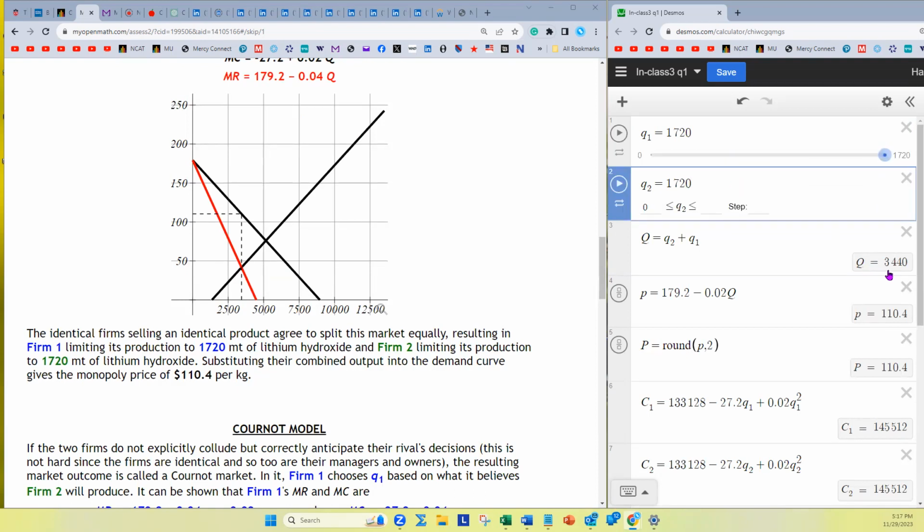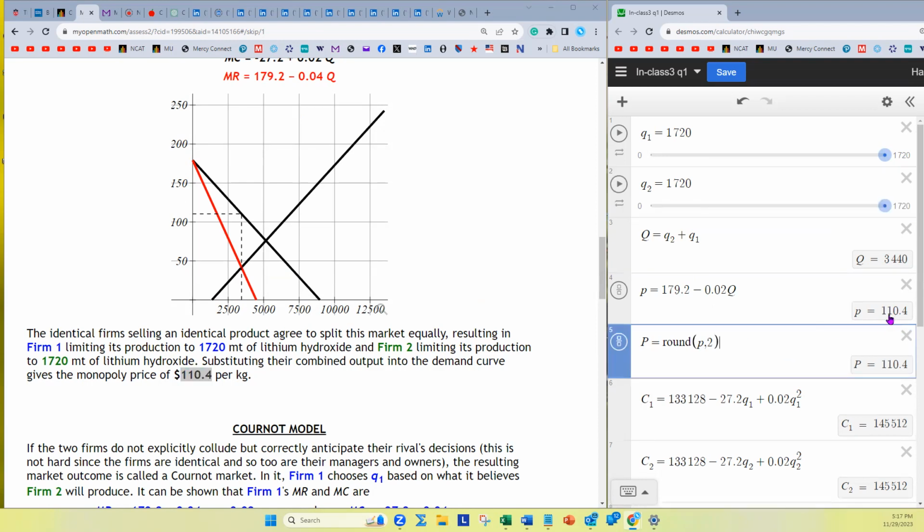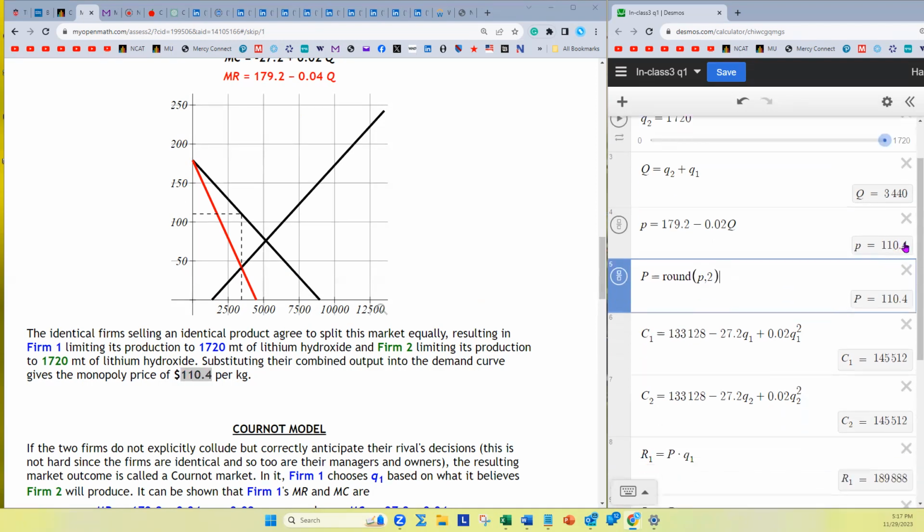That restricts output, creating an artificial scarcity, right? When this value of output for the market is plugged into the market demand curve, we get a price of $110.40. This again rounds it, just in case this is an unrounded number.